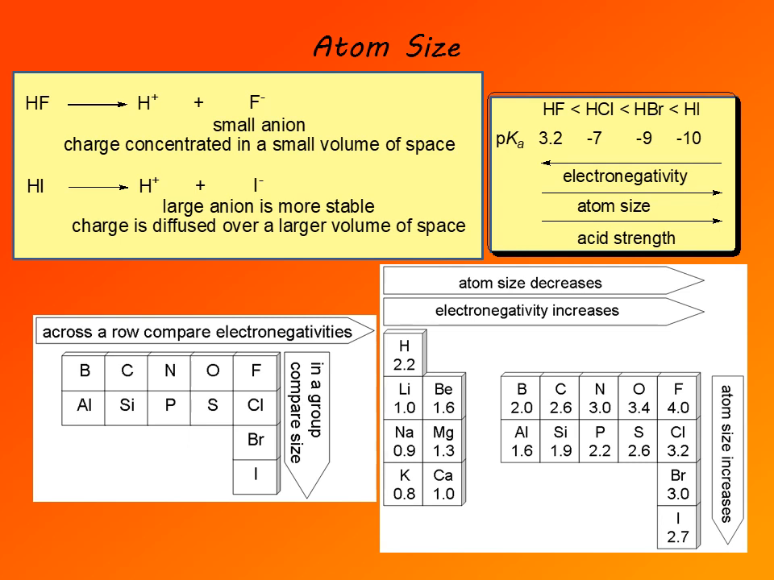Both atom size and electronegativity are periodic properties. Again, this is an abbreviated organic periodic table. So going across a period from left to right, atom size decreases and electronegativity increases. Going down the group, electronegativity decreases and atom size increases.